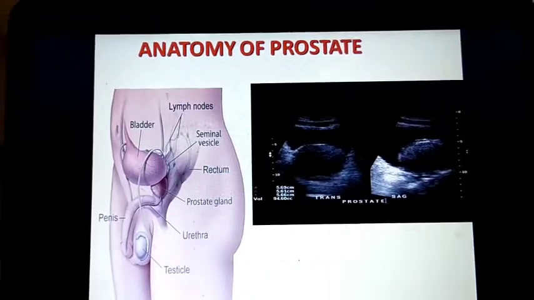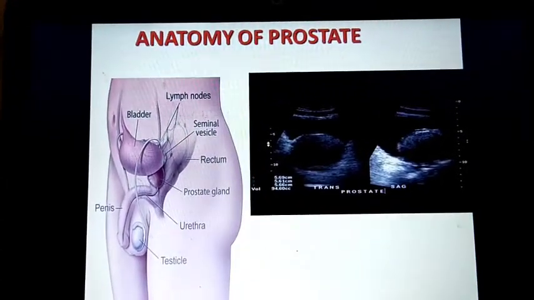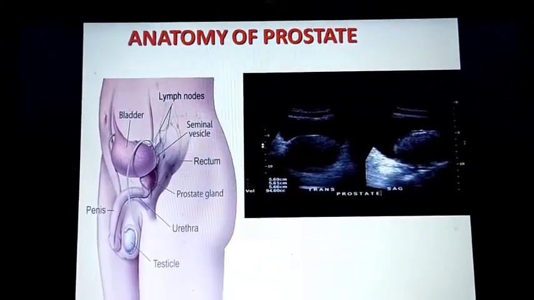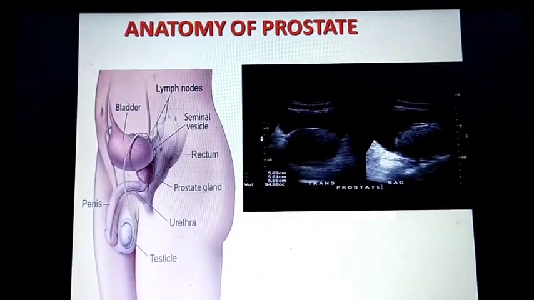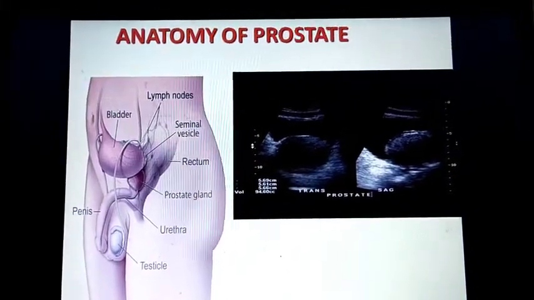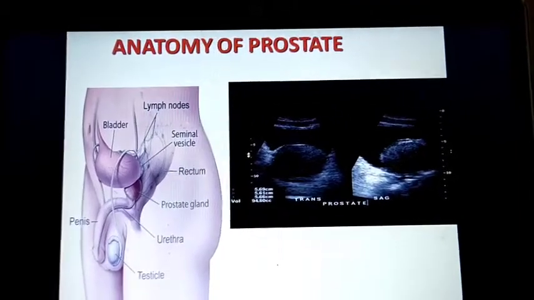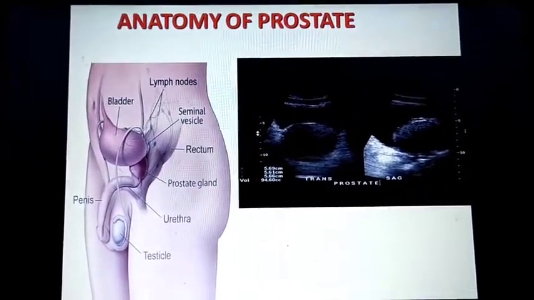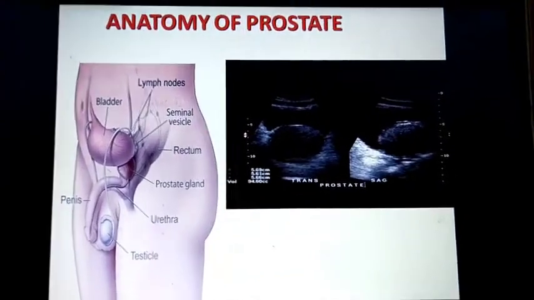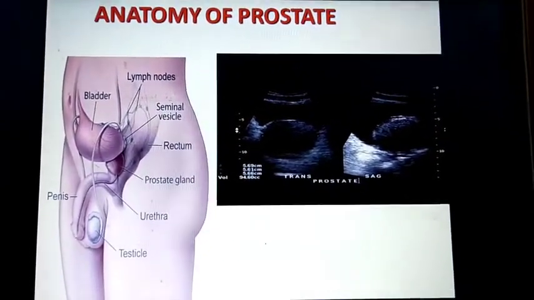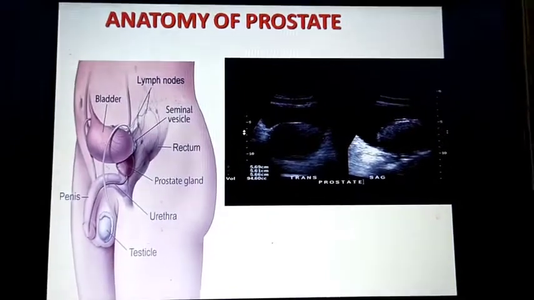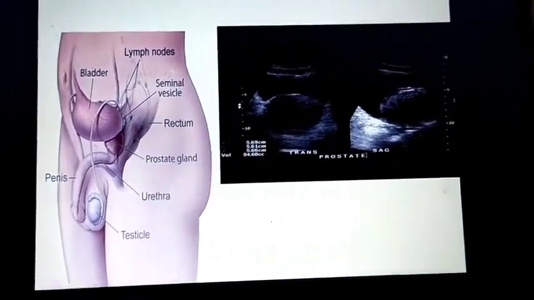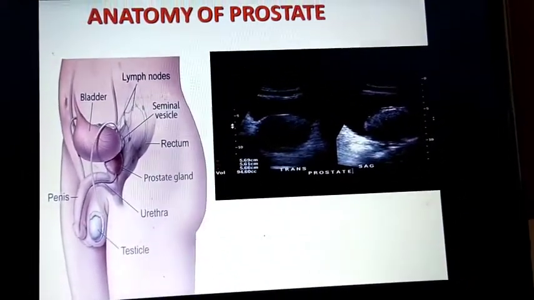Good afternoon, everyone. Today we will go for the anatomy of a prostate. Okay, anatomy of a prostate. It is a very important organ. It is a fibromuscular glandular organ. You can say the prostate gland, not an organ. It is a prostate gland.